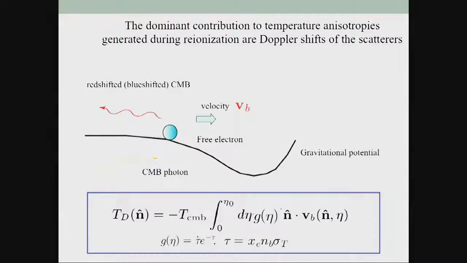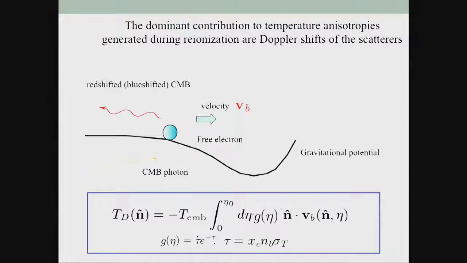Right, so you have seen something like this in the lectures on the CMB, so I don't need to go into too much detail. But the dominant contribution happens basically due to the Doppler shift of the scatterers. So you have an electron that is moving, and you have the CMB photon coming, and the fact that they interact basically scatters the photon and changes its temperature a little bit, so you see some fluctuations in the temperature. And this is the equation. That's the Doppler effect on the temperature. This function is called the visibility, which is basically the optical depth for Thomson scattering multiplied by the velocity. Right? So this is the process.